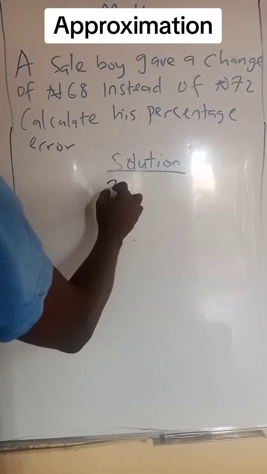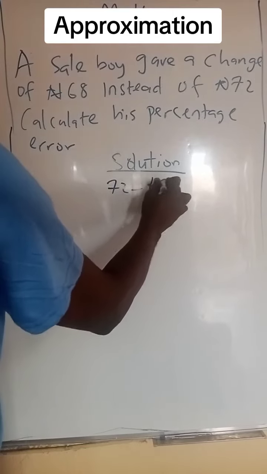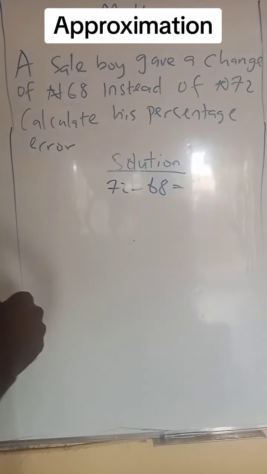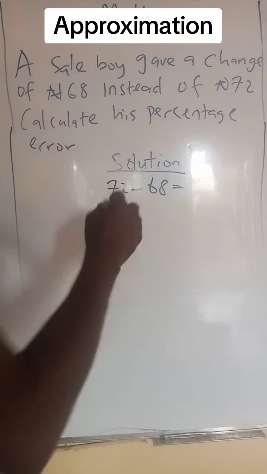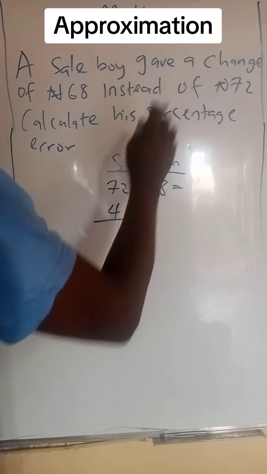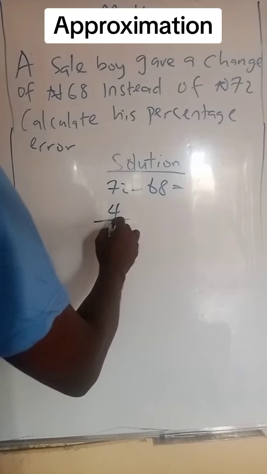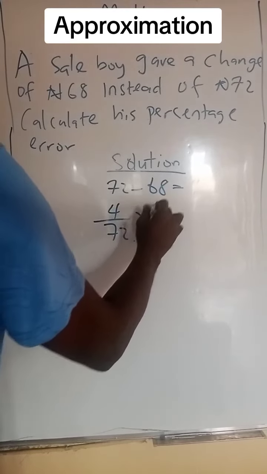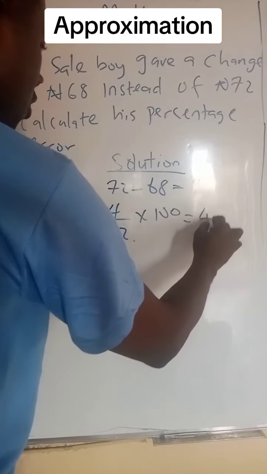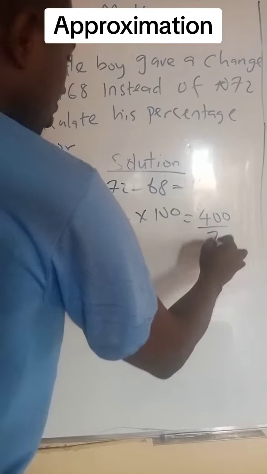So it will be 72 minus 68. So when you subtract it, you have what? 4. So the error that the person made was 4 naira. So to calculate the percentage error now, it will be 4 over the original price, which is 72, times what? 100. So you multiply this, you have 400 over what?